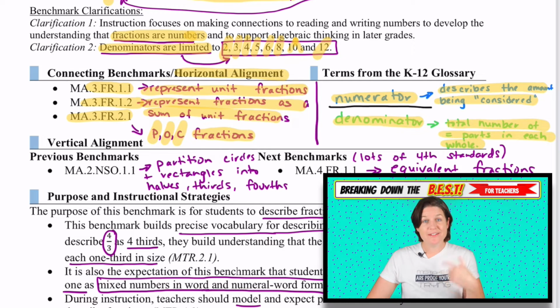You see that number on top? That's called the numerator. It describes the amount that is being considered. What are we talking about? What do we need to be focusing on?